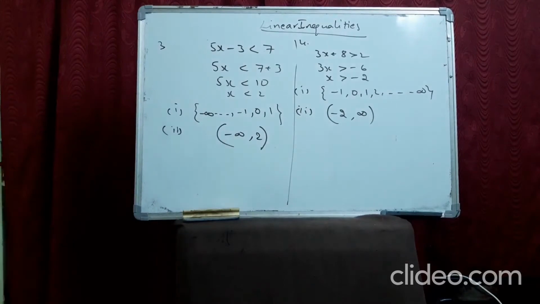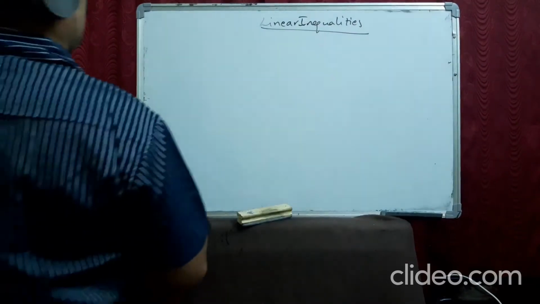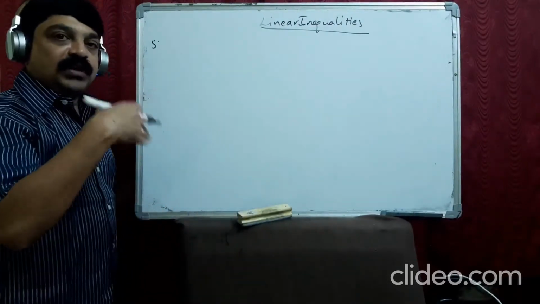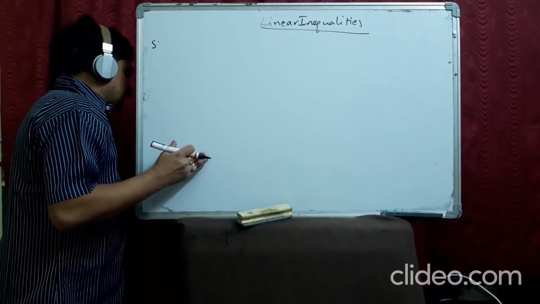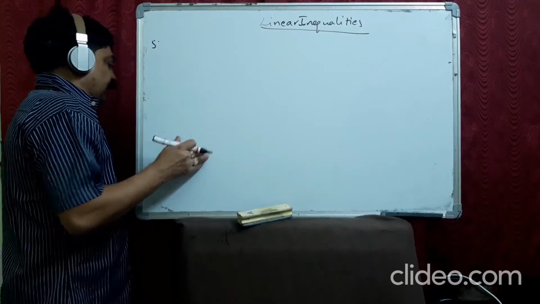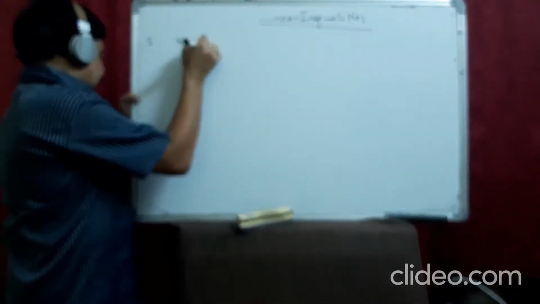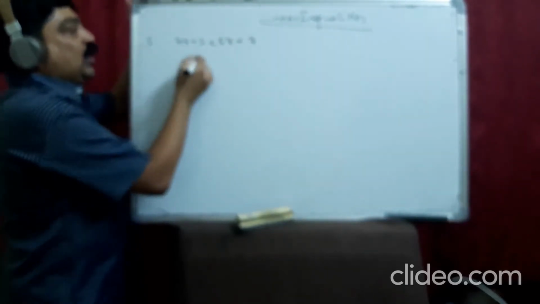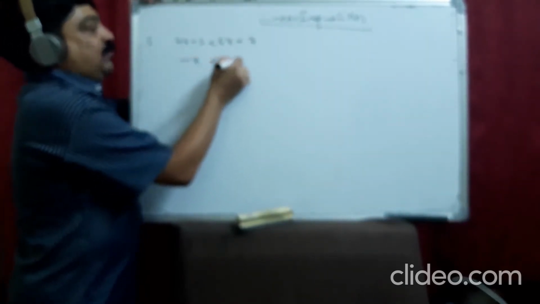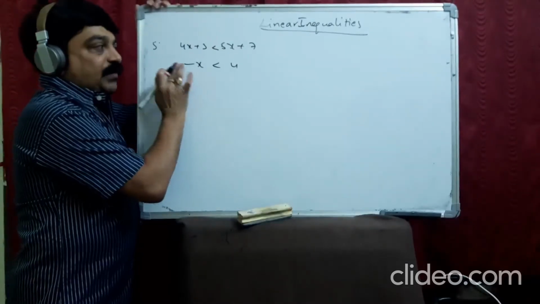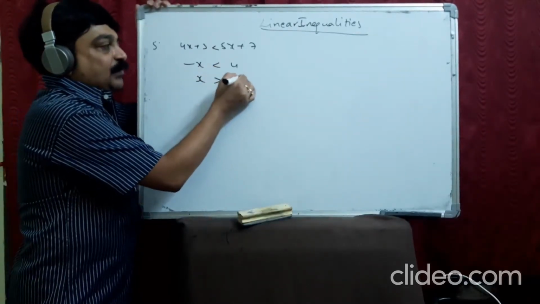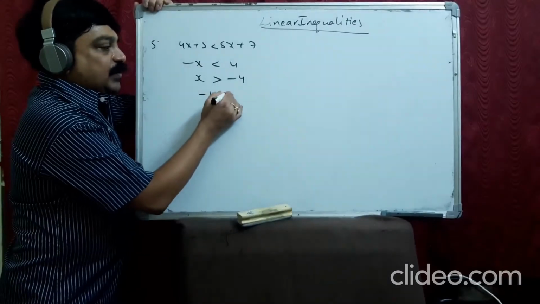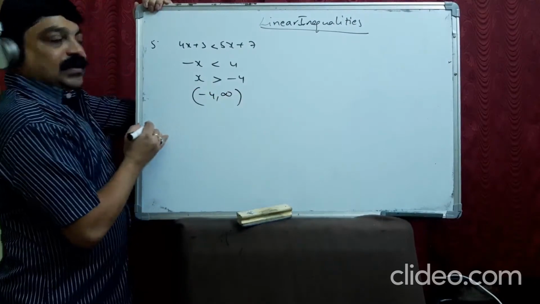See, from the fifth problem onwards, we are asked to solve for real numbers only. That means all real numbers. You will get fractions, decimals, and everything. See, we do all the problems. Fifth one: 4x plus 3 is less than 5x plus 7. Bring x to one side, minus x less than 4. Negative should not be here. When you multiply with minus, it becomes x greater than minus 4. Since there is no equal to sign, it becomes minus 4 to infinity, open interval.